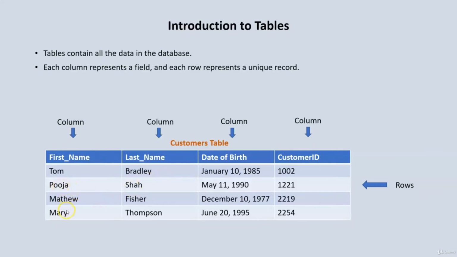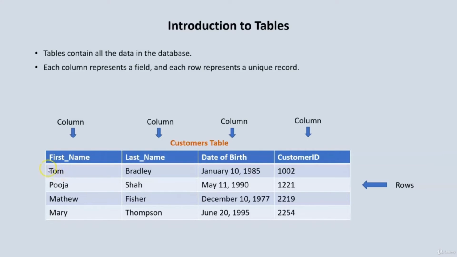We can go down the list. We have Pooja Shah, May 11, 1990, with a customer ID of 1221. We have Mary Thompson, June 20, 1995, with a customer ID of 2254. So in a table, we have columns, and then we have rows. And each column is also referred to as a field.